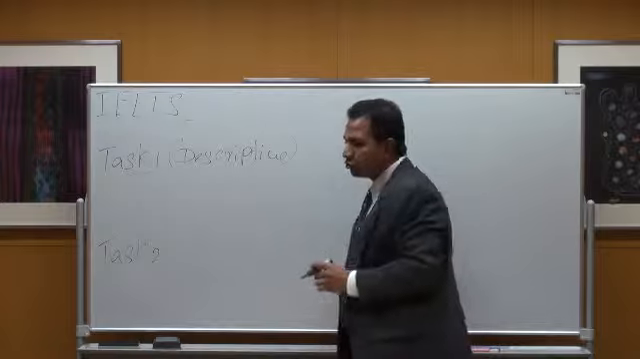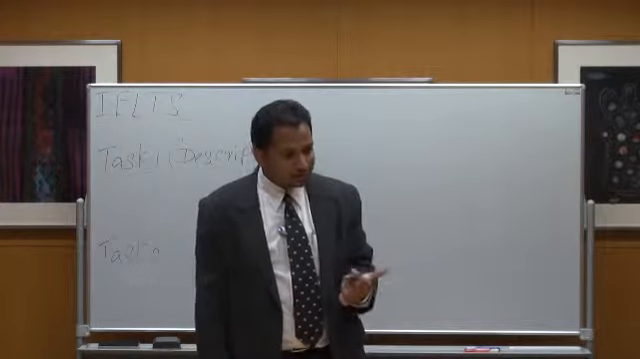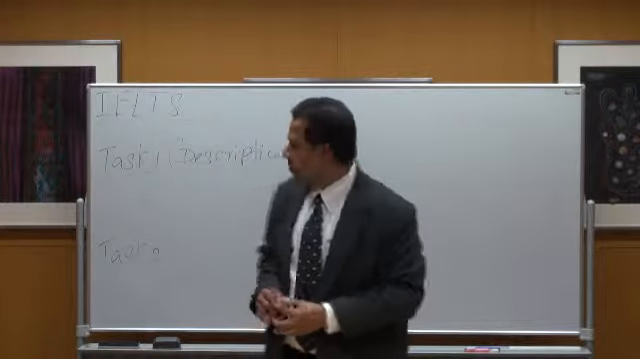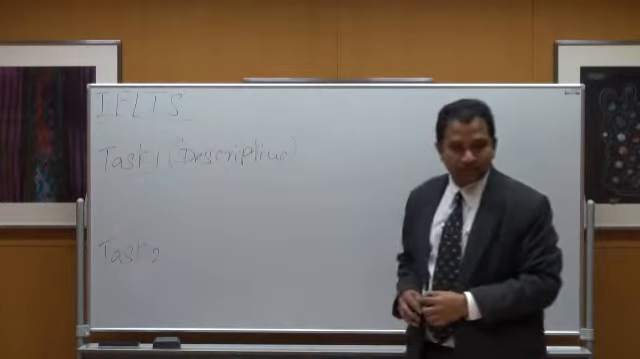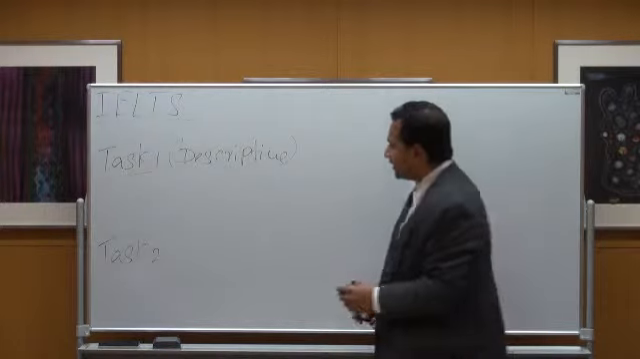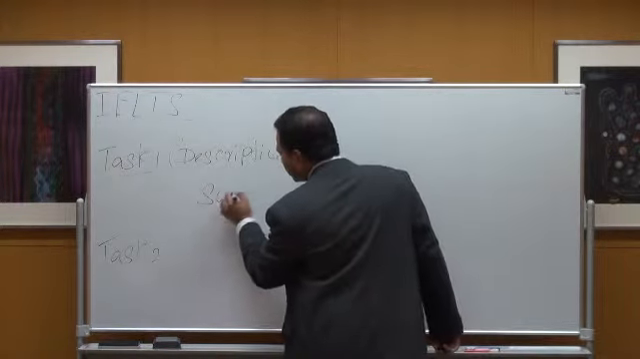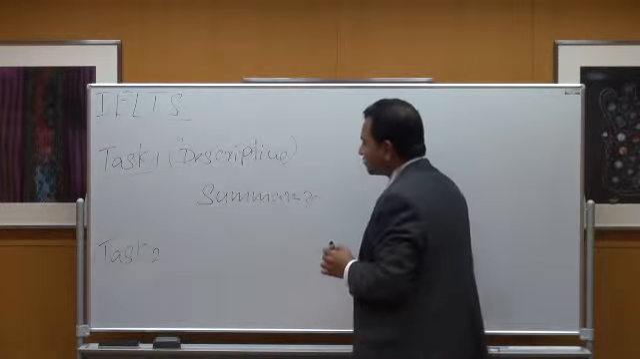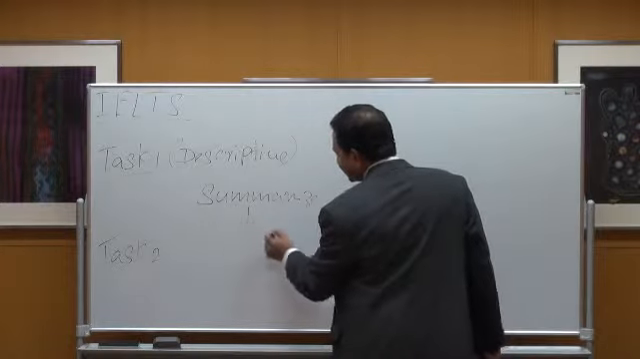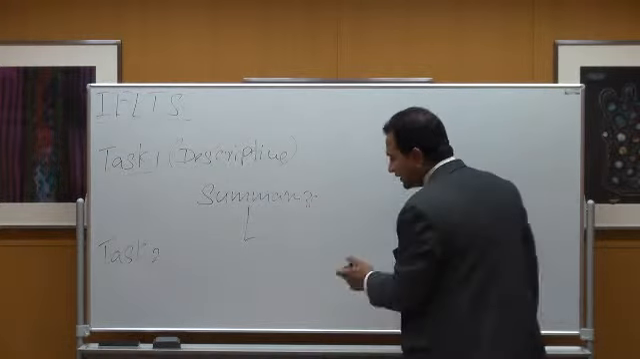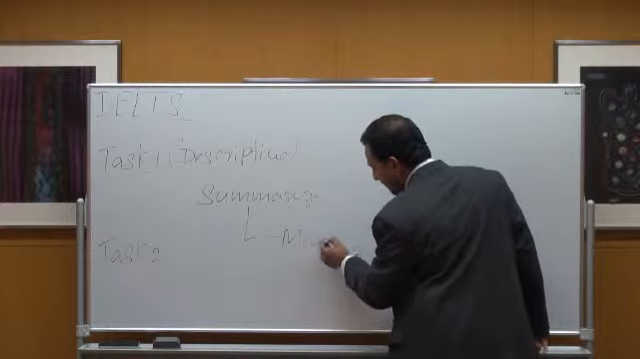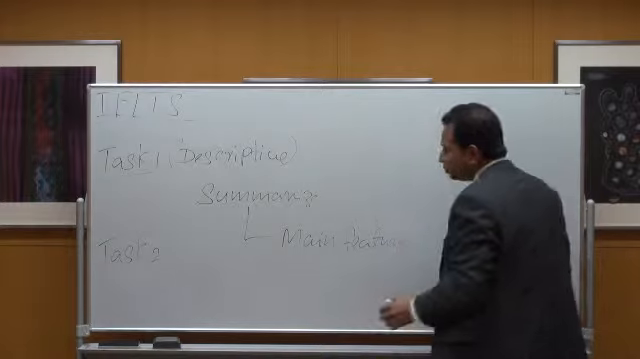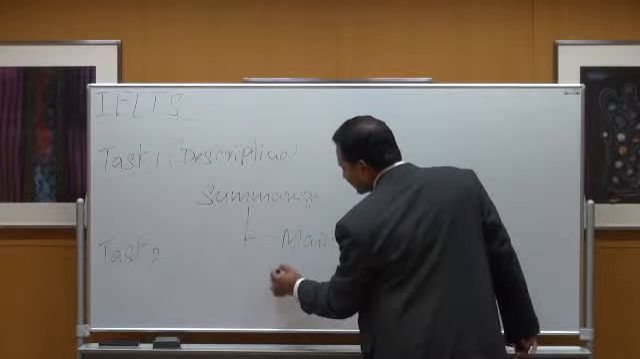Task 1, we call it a descriptive essay. What you need to do is you get graphs, charts, diagrams or maps. Okay? What you need to do is you need to describe them. How you need to describe? They say summarize. So they ask you to summarize by selecting and reporting the main features. Main features. And also you need to make comparisons where relevant.